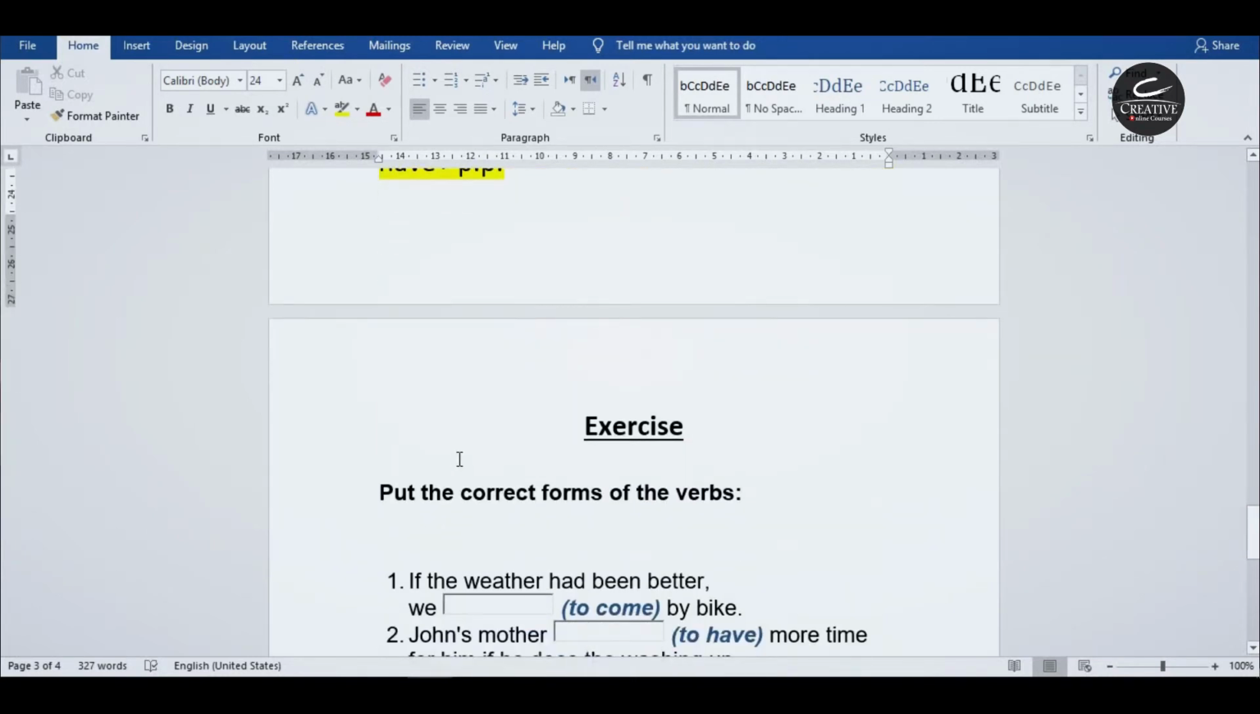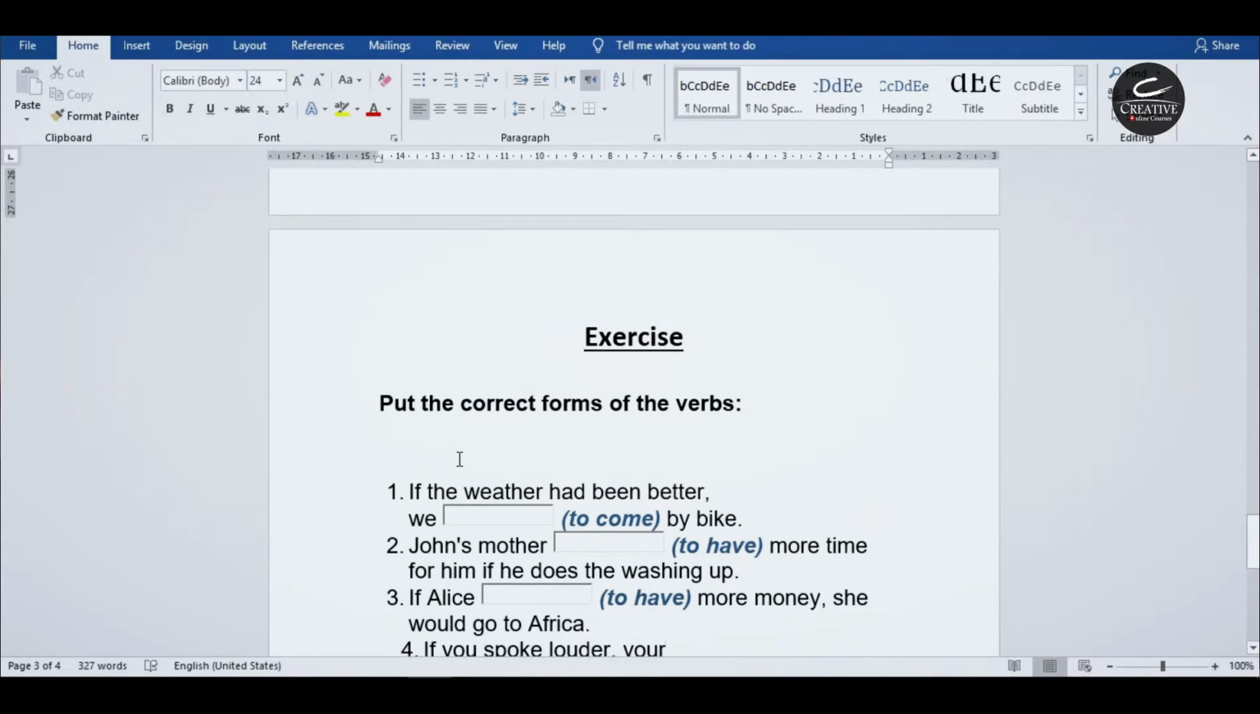Okay, let's take a look. We have here some exercises just to make sure that everything is clear. The first sentence: if the weather had been better, we come by bike. So this is the past perfect. Which condition is this? This is the third conditional. So we're going to say if the weather had been better, we would have come by bike.